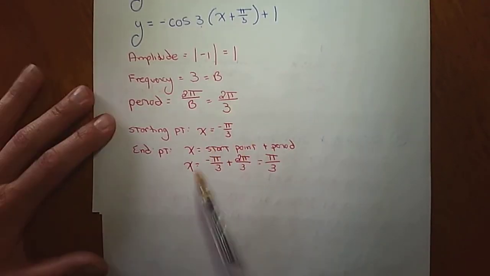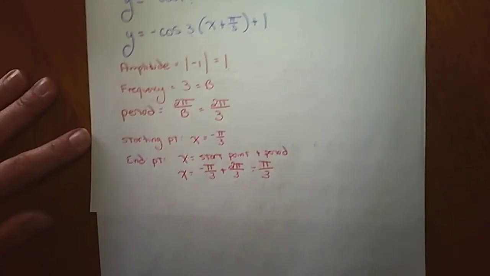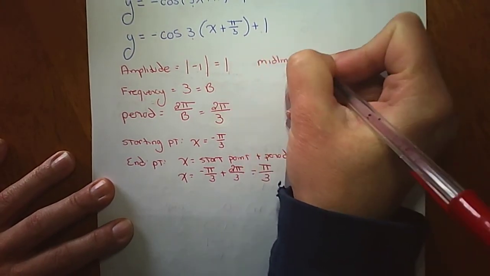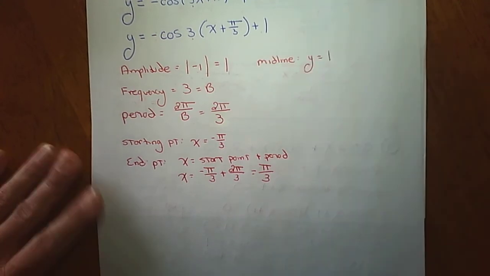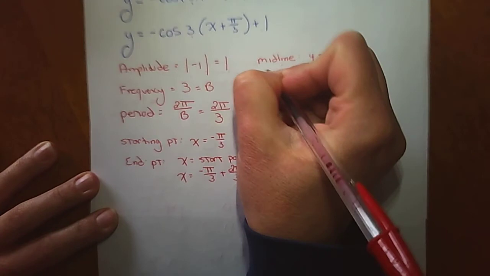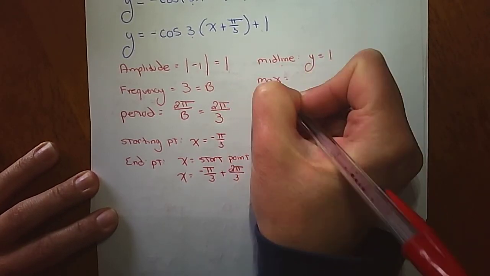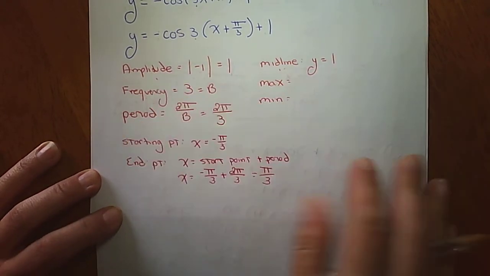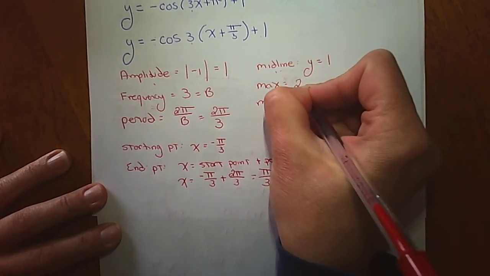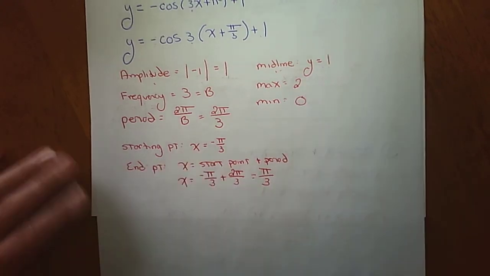All right. Then finally here at the end, we get the plus 1, my vertical shift, and that gives me my midline. The midline will be y equals 1. That means the picture is going to shift up 1. And from the midline, we can get the maximum and the minimum by combining the midline with the amplitude. So if we know the picture's at 1, but we're going 1 above that, the maximum will happen at 2, and then 1 minus 1 is 0.